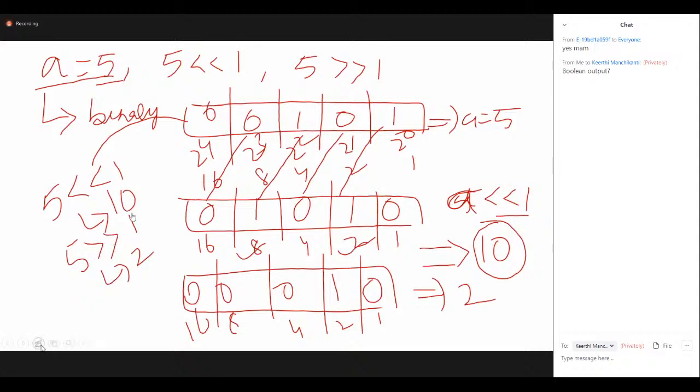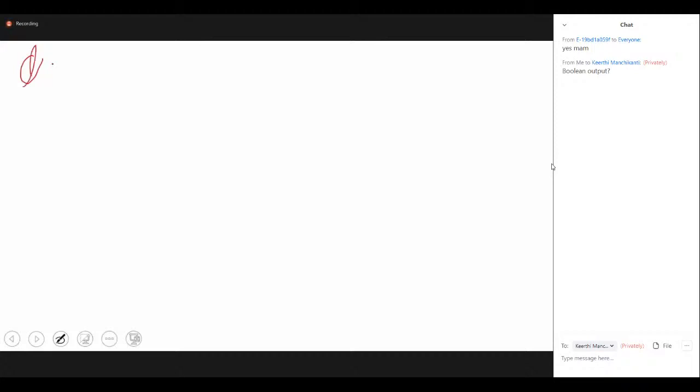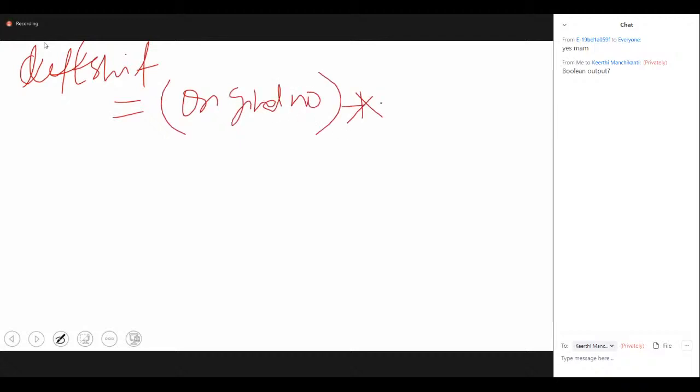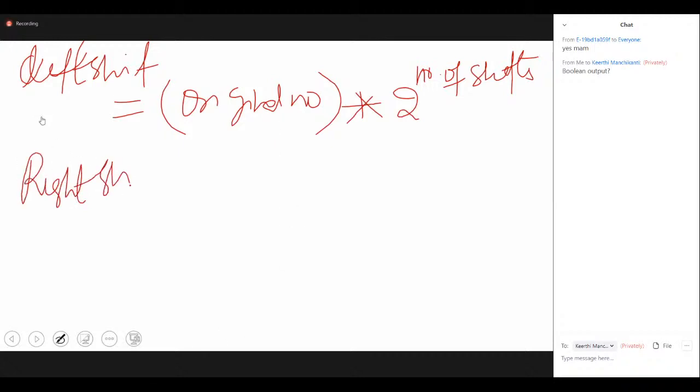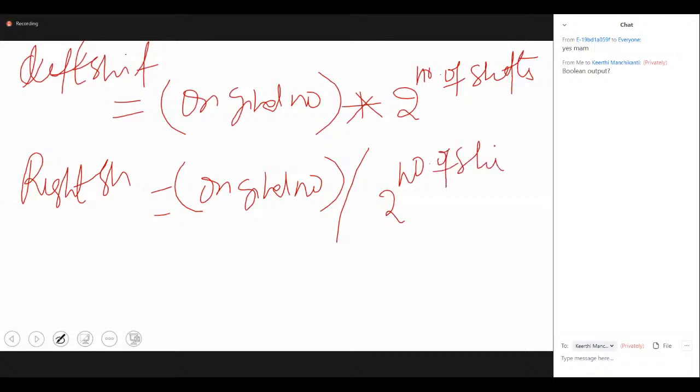So you'll write a simple example here. So I'll tell you in an easy way. Someone is asking about big numbers, so you can take a simple one. Suppose you are doing left shift, remember one thing: you are doing the original number multiplied by 2 to the power of number of shifts. And if it is right shift, original number divided by 2 power number of shifts. You can do it directly.